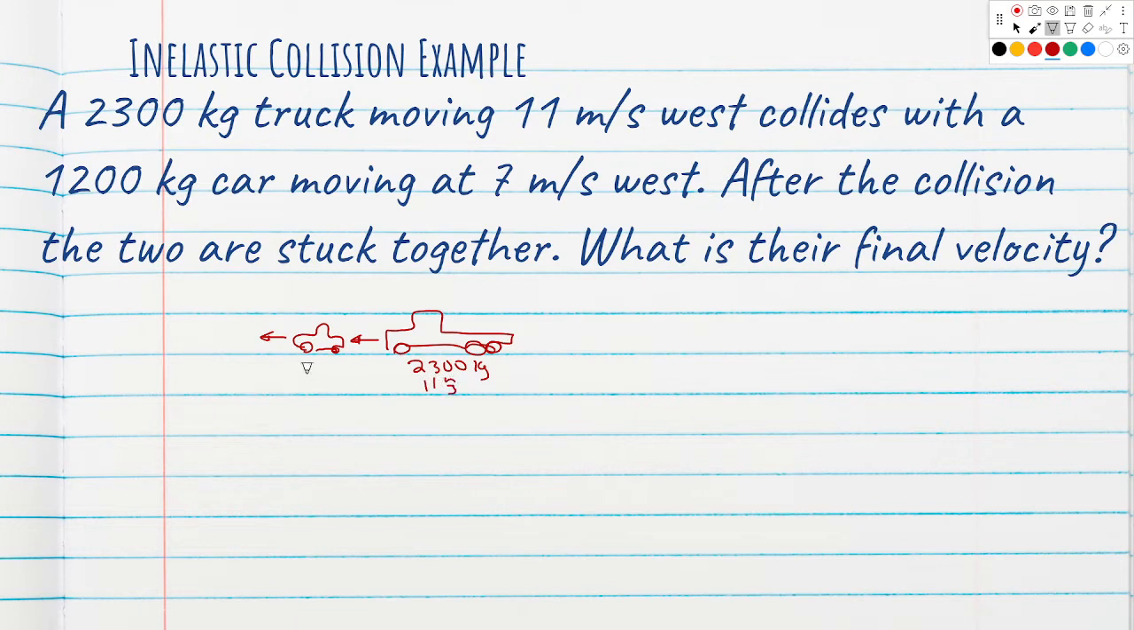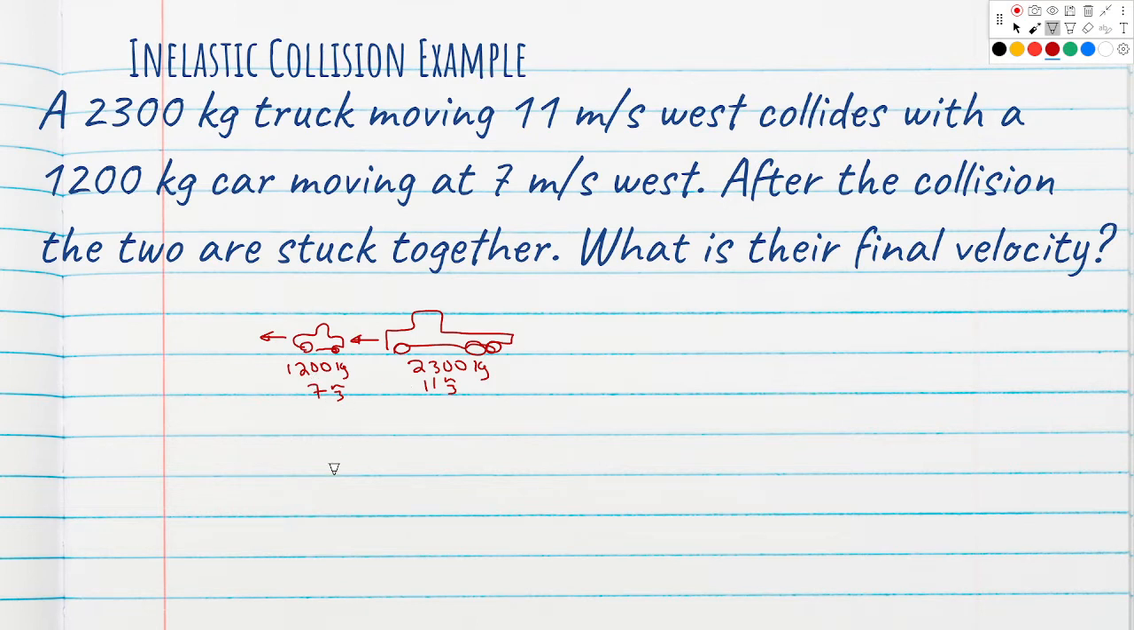per second. The car was much lighter, 1,200 kilograms. It's only going 7 meters per second. So if you get rear-ended on the highway, this is your problem right here. I hope you don't. But after the collision, the two are stuck together. Maybe the bumper got stuck on the other one. Maybe the truck rode up over and jammed on the hood.